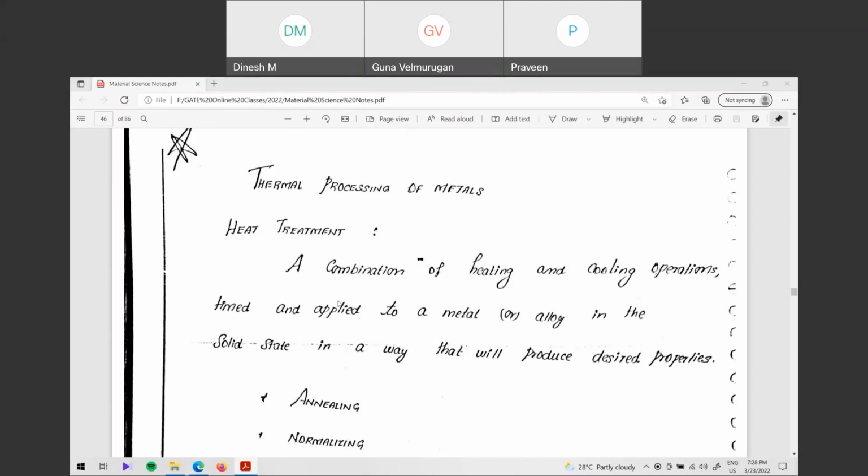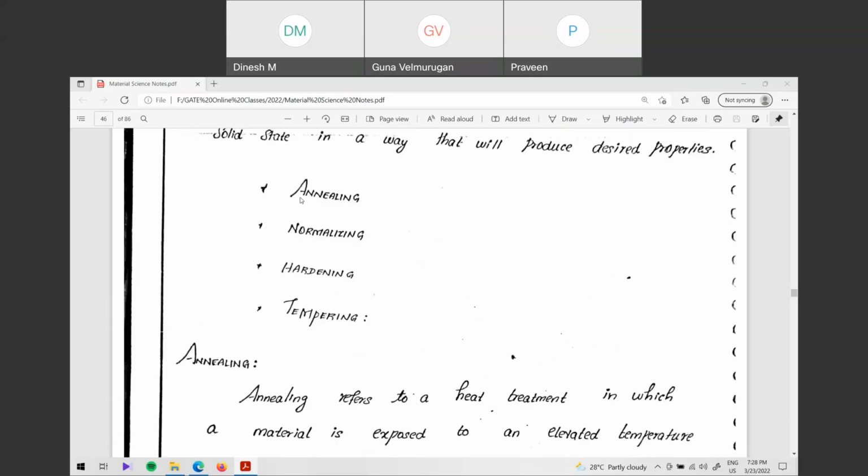By doing this, your material properties are changing, and that change is very essential in the case of machining or some kind of property achievement. If you want to achieve some property, then you have to do this kind of heat treatment. The combination of heating and cooling operations, timed and applied to a metal alloy in solid state in a way that will produce desired properties, that is the meaning of heat treatment.